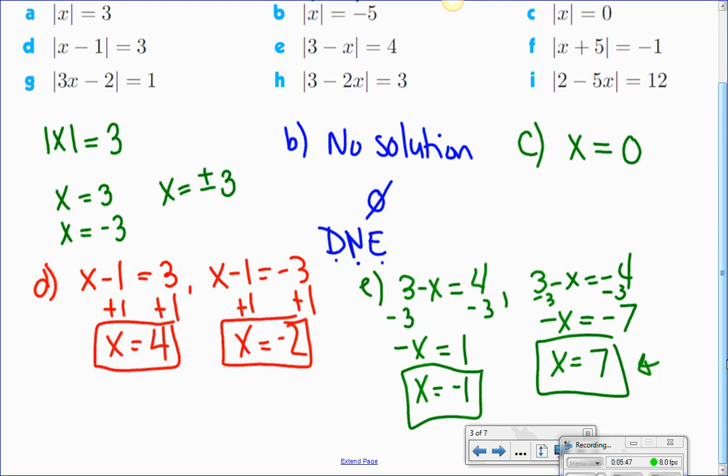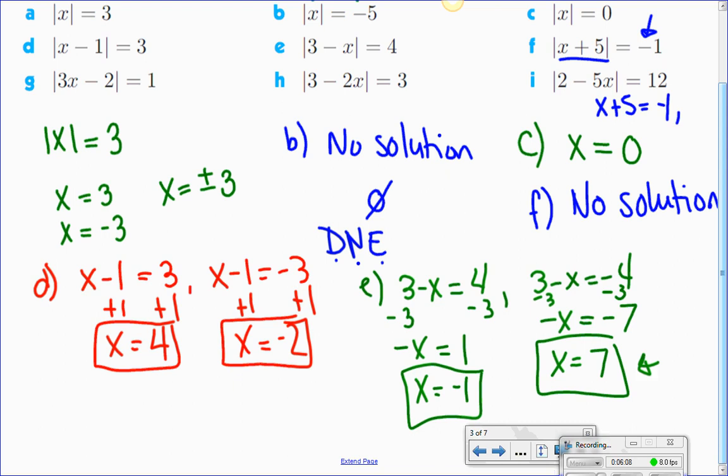Okay, letter F, be careful with this one. It's another no solution one, because there's no way we can put something into this absolute value and get a negative number out, right? So letter F is no solution. Be careful not to say, oh, then x plus 5 is equal to negative 1 and x plus 5 equals positive 1. No, if the number outside right away is a negative number, it's not possible. So there's no solution.